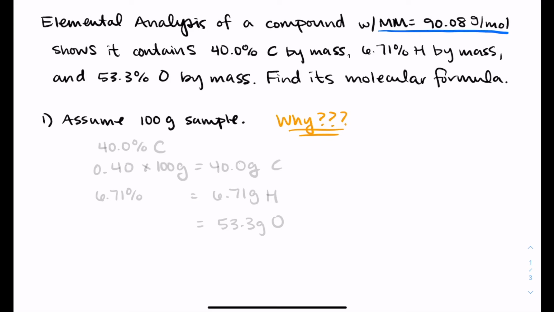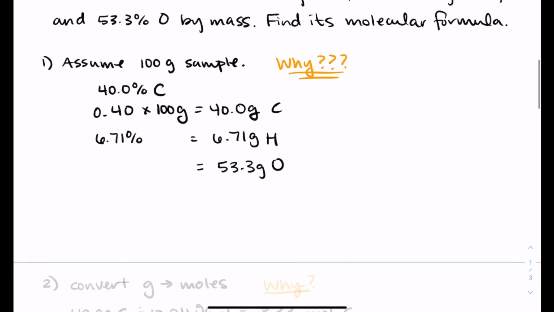The thing that we get out of this, we're eventually moving to the amount of carbon in relation to the amount of hydrogen in relation to the amount of oxygen. That information isn't going to change based on the mass of the sample. So you can assume literally any mass you want. If you have the time and the interest, you can try this out. Assuming 100 grams just makes it easy for the very first math step. So 40% of 100 grams is 40 grams of carbon.